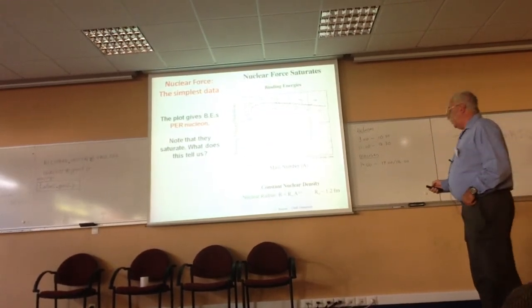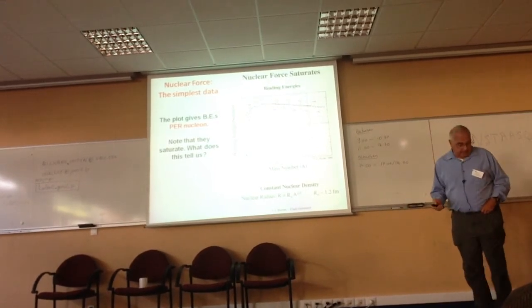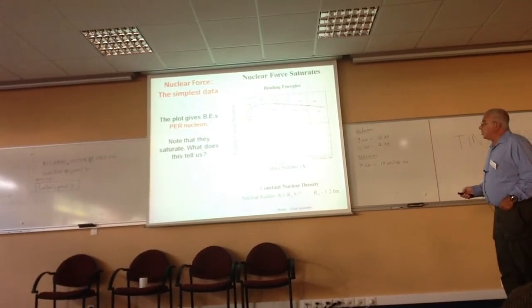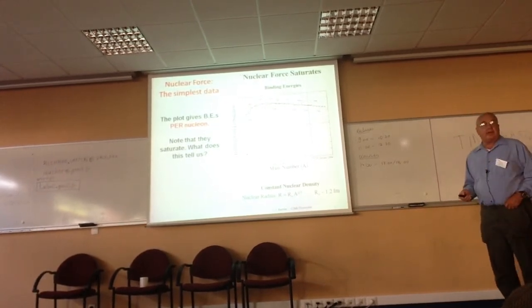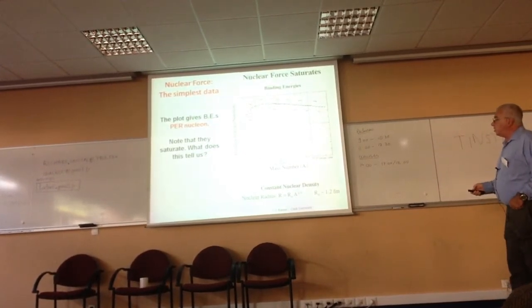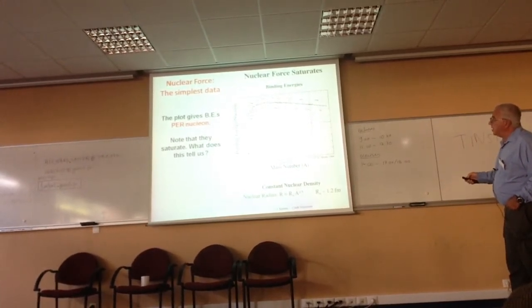So this is about the simplest data you can imagine. It's a plot you've all seen. It's in almost every textbook. It shows the binding energy of a nucleus per nucleon divided by the number of nucleons. And it starts off, and the scale here is MeV, and this is 0, and that's 10 MeV.